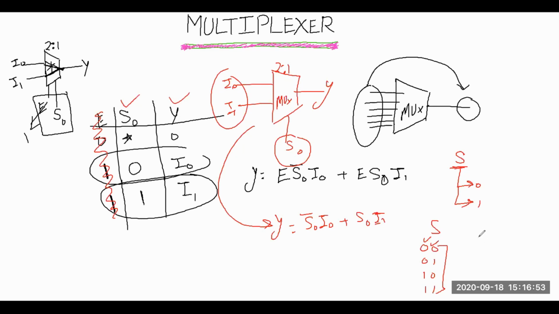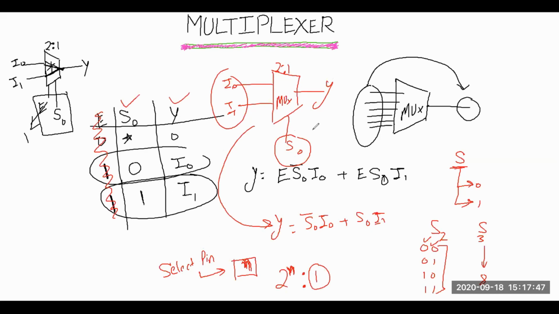Similarly, this is for two; if I take three select pins, my total combinations will be 8. If I take n select pins, I can write 2 to the power n combinations, and my multiplexer will be 2 to the power n is to 1. This is because I want to multiplex all those input signals to a single output. Whatever circuit we are going to draw for this is a combinational circuit.